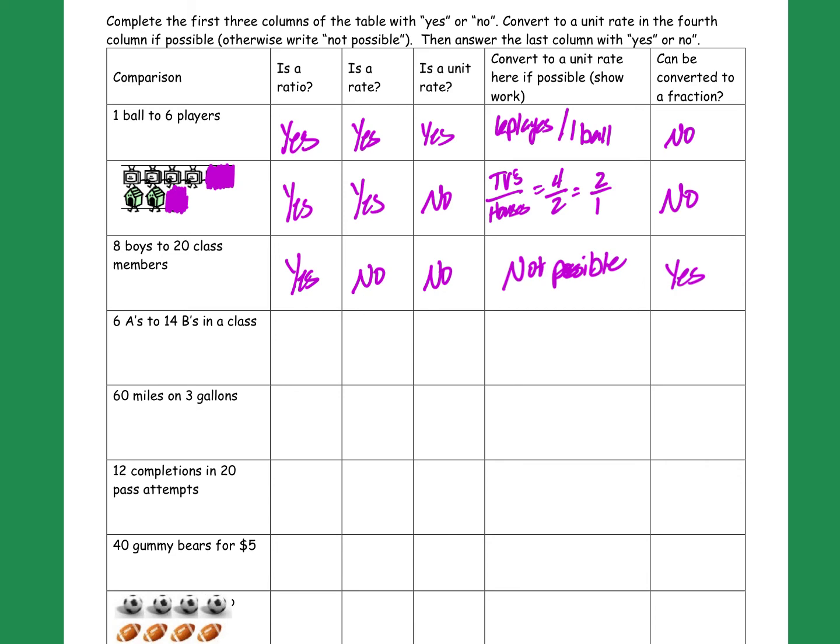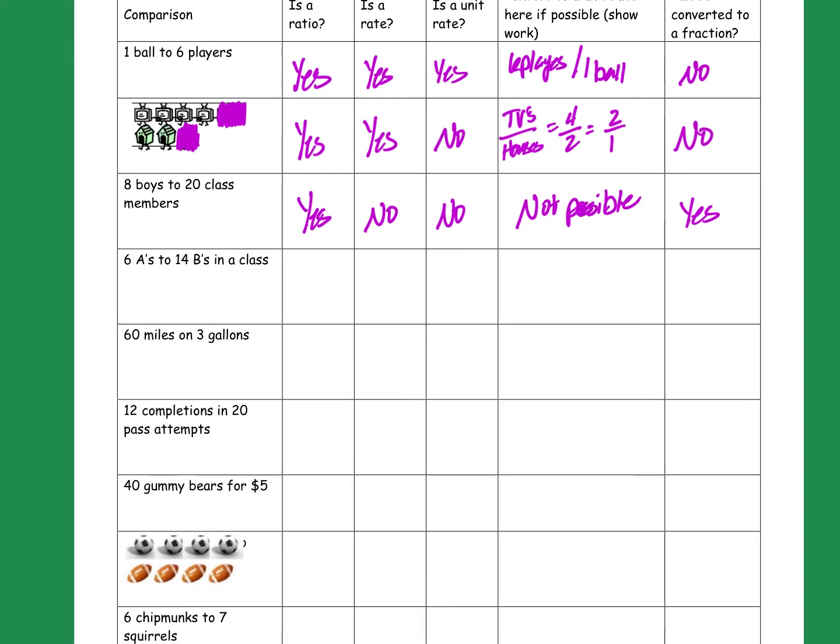6 A's to 14 B's in class. Is it a ratio? Yes. I'm just going to say, guess what? All of these are already ratios because we did the other worksheet, right? And they were all ratios there. So why would they not be ratios here? Okay. The one that's going to be different is, is it a rate?